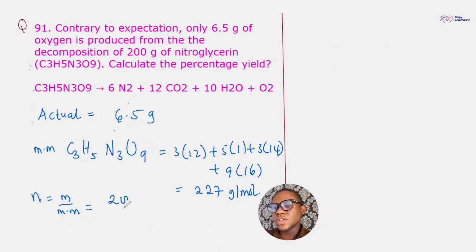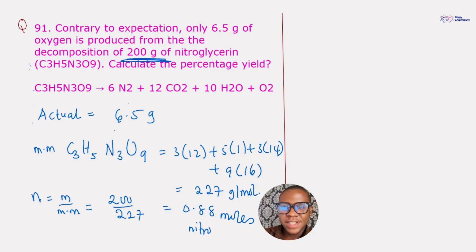So that would be 200, which is the mass of nitroglycerin, divided by 227. And that gives us 0.88 moles. So that's the number of moles of the nitroglycerin. Now, we need to figure out the theoretical yield of oxygen. So with the number of moles of nitroglycerin, I'll just call it nitro, we can figure out the number of moles of oxygen that should be produced. Then we'll get the mass of oxygen from there.